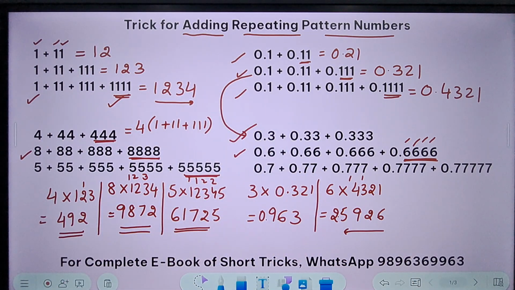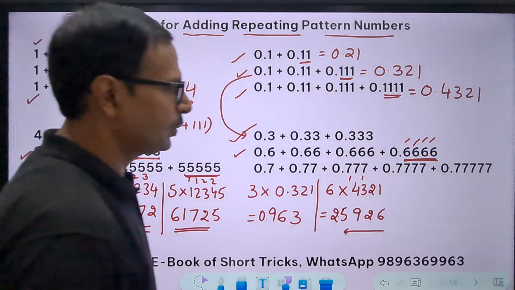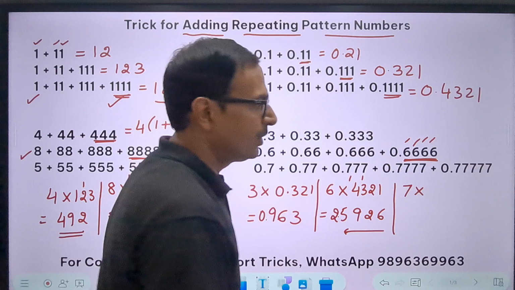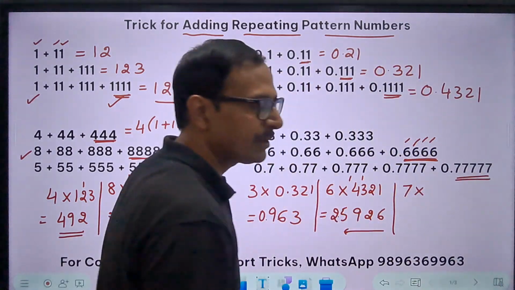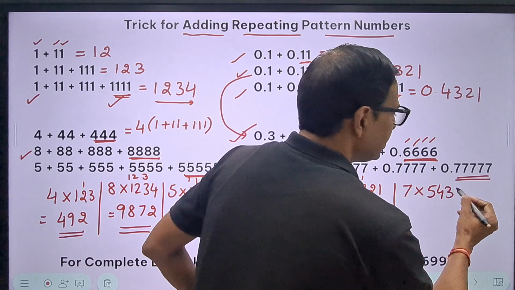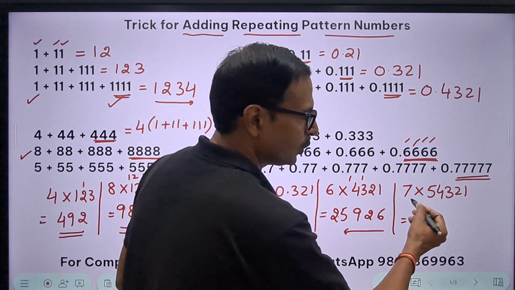Likewise, you can solve the next one given there. It is 0.7 plus 0.77 plus 0.777 and so on up to, in the last question we have 0.77777. So you know now what to do. This is 7 times something, and what is that something? The maximum number of sevens are 5 sevens. So I'll start with the 5. 5, 4, 3, 2, 1. Now just do this multiplication.